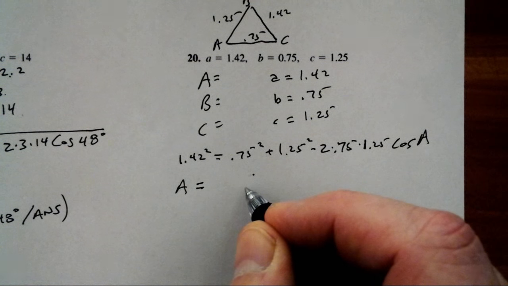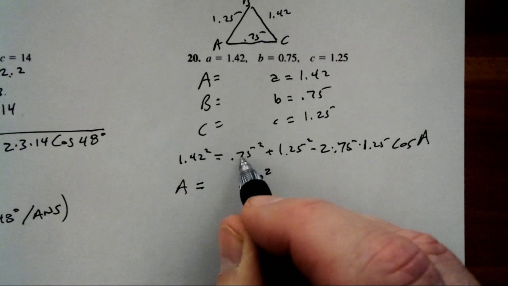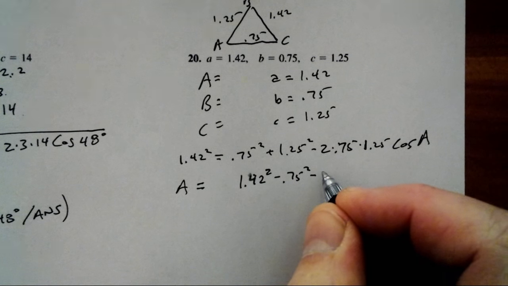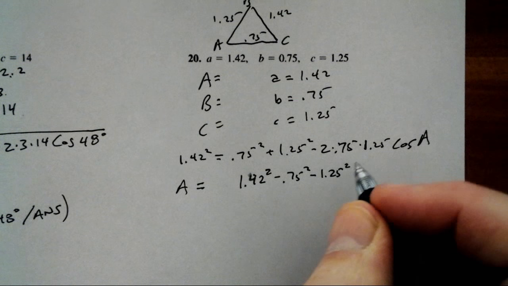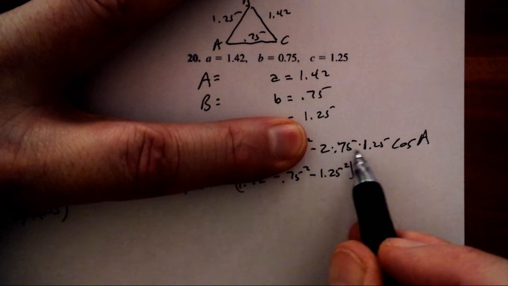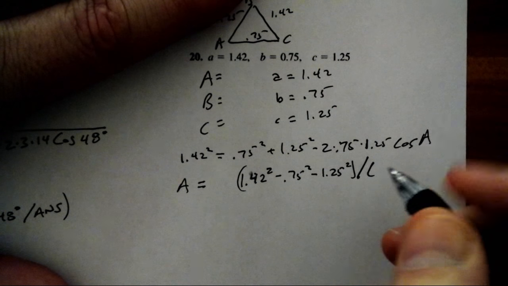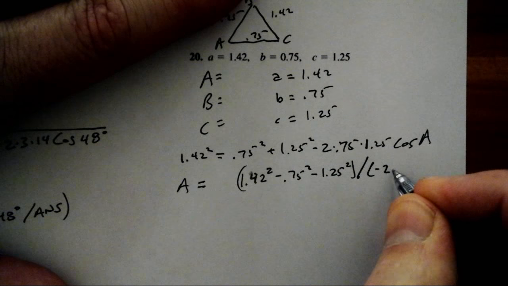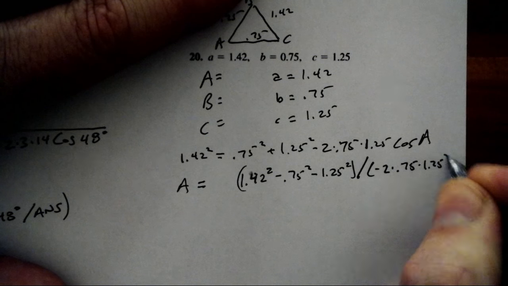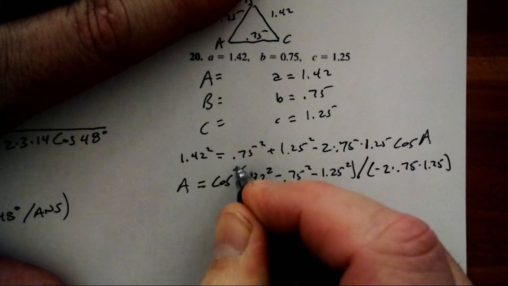A equals, well, it started out as 1.42 squared. I had to subtract 0.75 squared. I had to subtract 1.25 squared. And then all of the rest of this, negative 2 times 0.75 times 1.25, is attached to cosine with multiplication, so I have to divide by all of that. Negative 2 times 0.75 times 1.25. And then I'm down to just cosine A. To get A alone, cosine inverse.